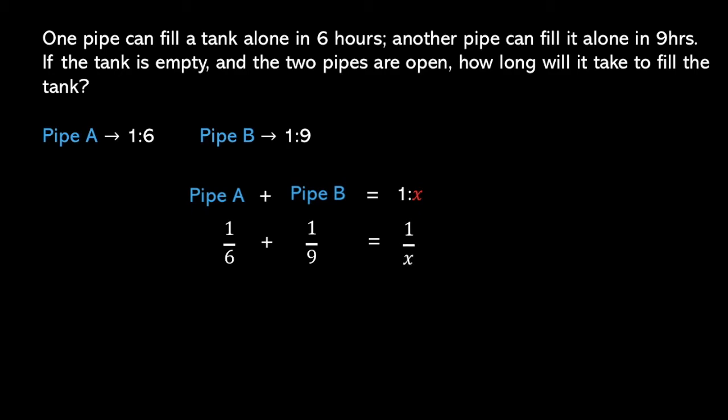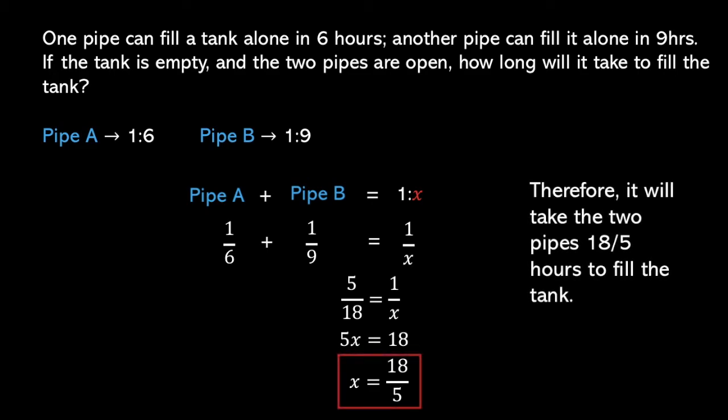We first add 1/6 and 1/9, giving us 5/18 equals 1/x. We then multiply both sides by 18x, and we get 5x equals 18. Dividing both sides by 5, we get x equals 18/5. Therefore, it will take the two pipes 18/5 hours to fill the tank. That's roughly 3.6 hours. Let us now have our final problem.